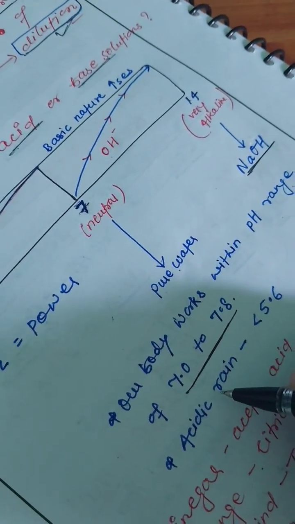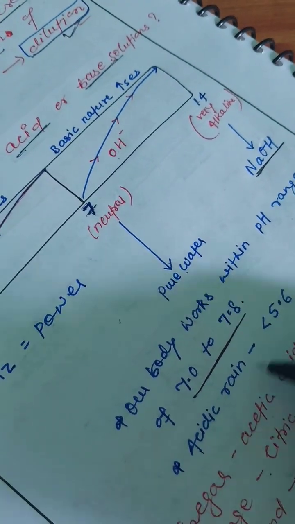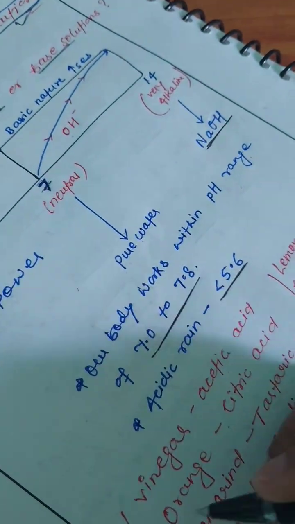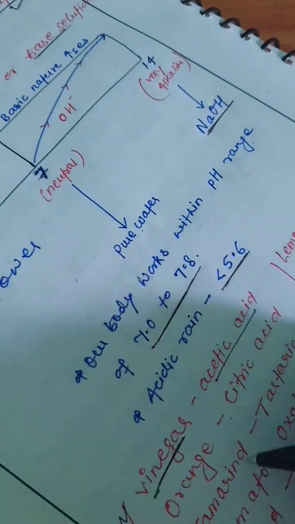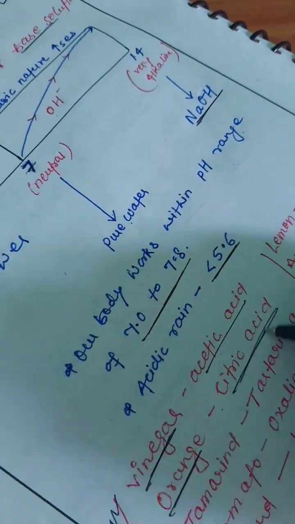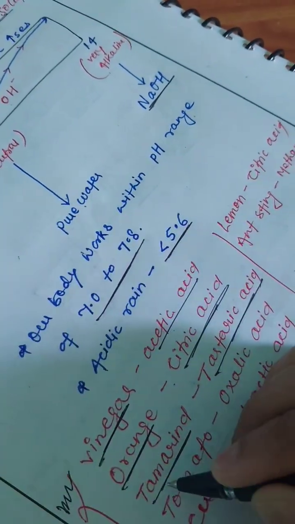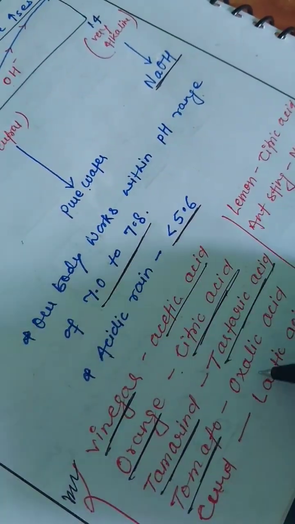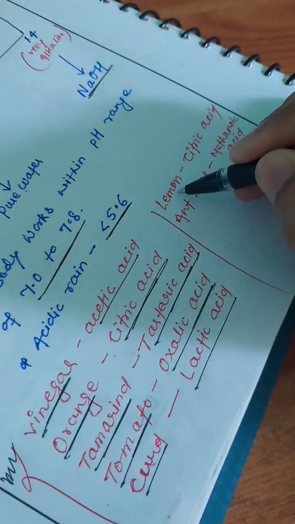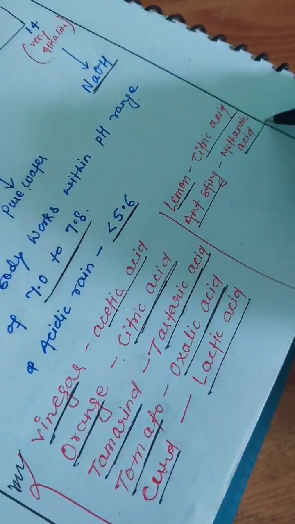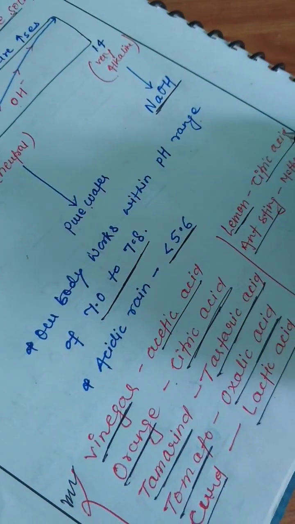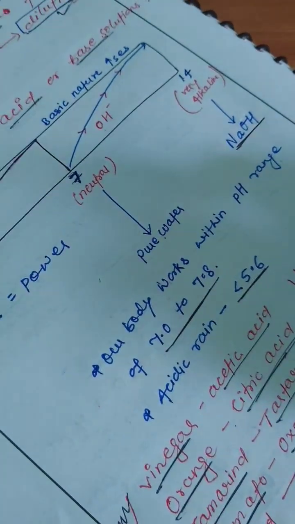However, our stomach contains hydrochloric acid, and acetone is acidic in nature. Similarly, some things that we use, like vinegar, have acetic acid. Orange, which we eat, has citric acid. Tamarind, that is imli, has tartaric acid. Tomato has oxalic acid. Curd has lactic acid. Lemon has citric acid, and ant sting has methanoic acid. So this is all about acid, base and salt. Actually, it's a quick revision, so you can have it. Thank you.